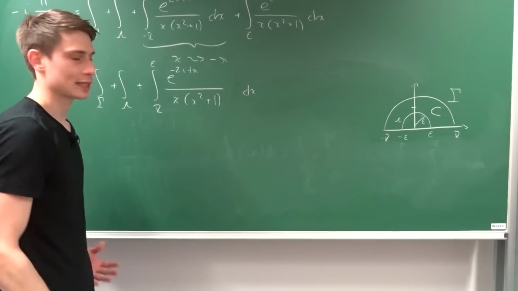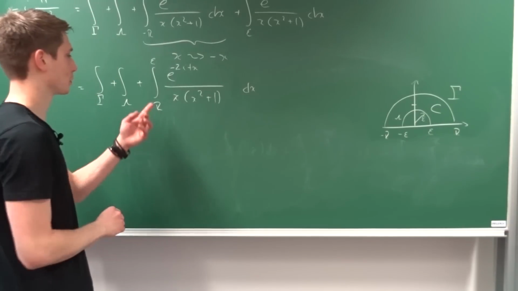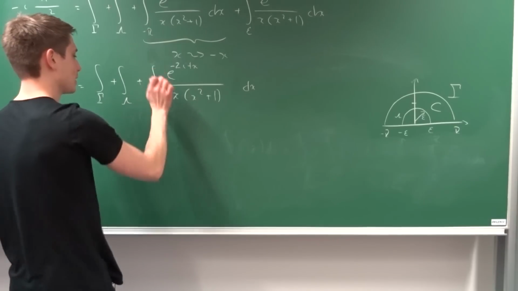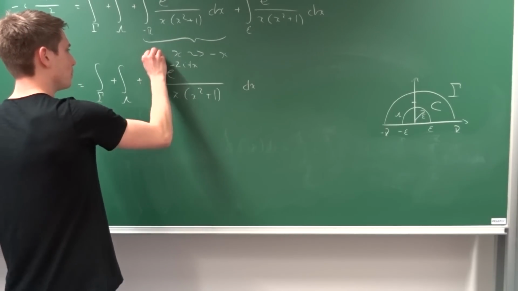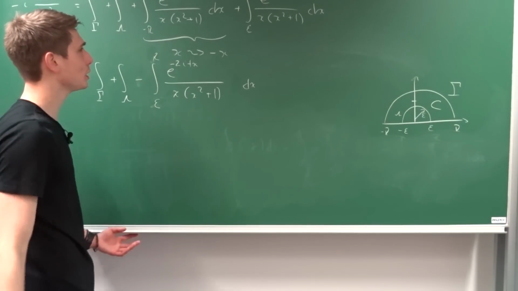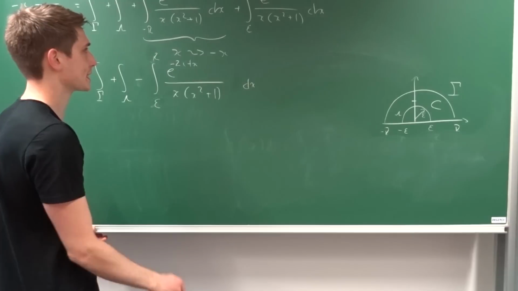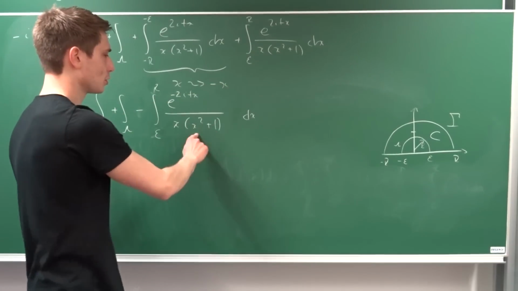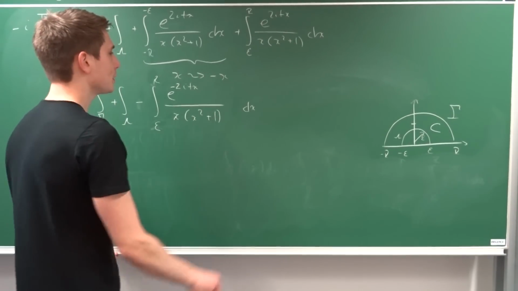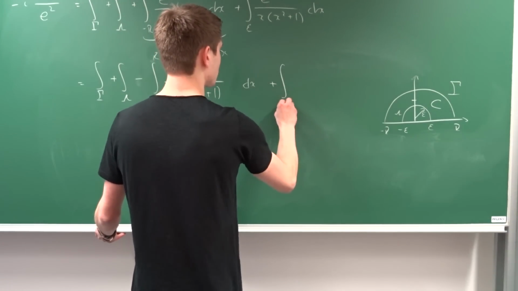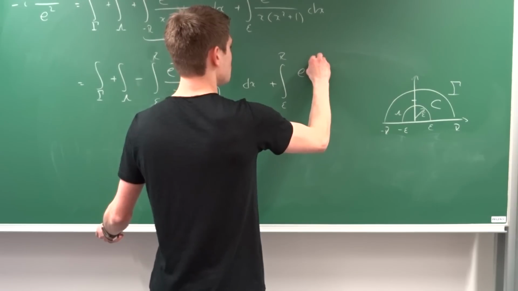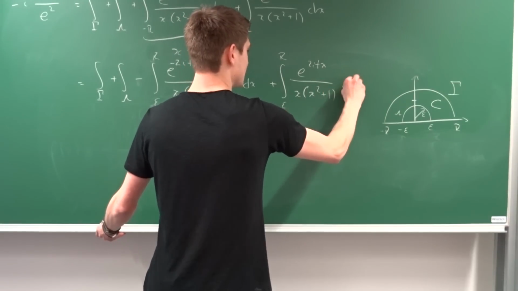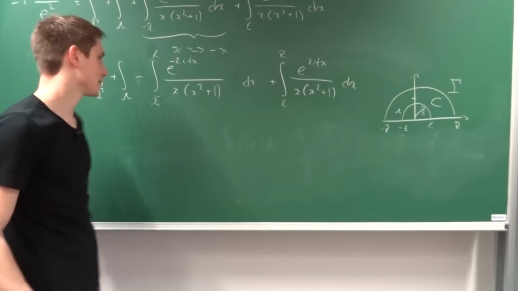But how could we get exactly this form? Well, we could factor out a minus 1 on this right here to turn around the upper and lower bounds. So by making this into a negative sign, we end up with our upper and lower bounds that we desire. And now we can use the linearity of the integral and add those two together. So let's do this real quick. I'm going to write out everything. Epsilon to r, e to the 2 I t times x over x, x squared plus 1 dx. Okay, nice. Now let's add those two together.